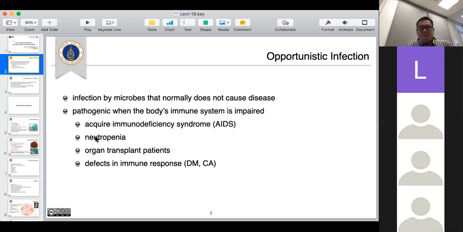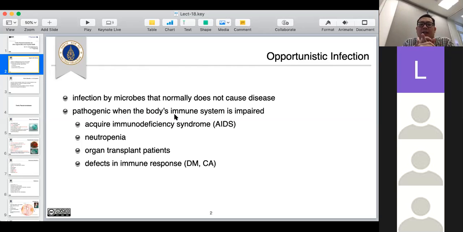Let's start from the idea of what an opportunistic infection is. Opportunistic infection refers to microbes that normally do not cause disease in healthy people. They cause disease when the body's immune system is impaired. Who gets this? The first one, people who acquire immunodeficiency syndrome, infected with immunodeficiency virus, including HIV, and there are the other bacteria and the other viruses also.